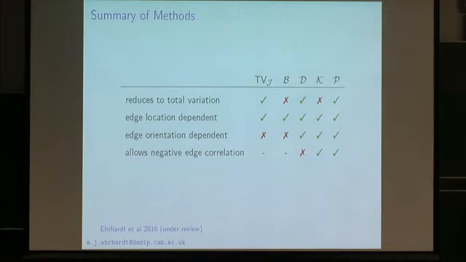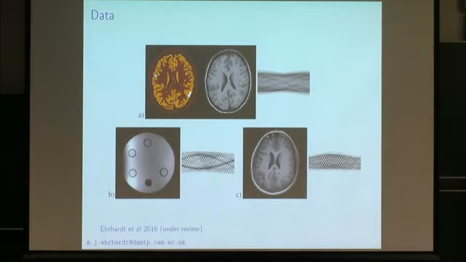So as a summary, we have four properties that I think are important. First, whether we reduce to total variation: some of the priors do this, some others don't. Then, that we couple these images by the location of the edges, and it turns out that all five methods do this. Then some of them use direction, some others don't, and some do not allow negative edge correlation. But now let's look at some results.